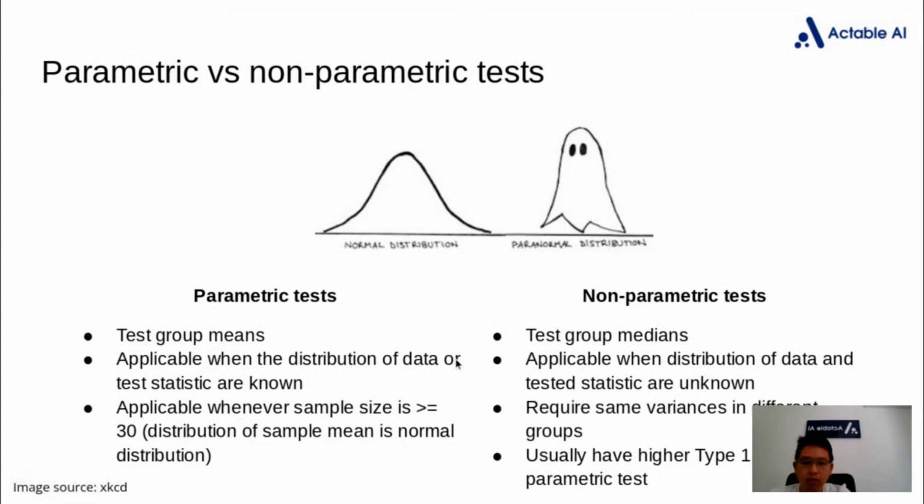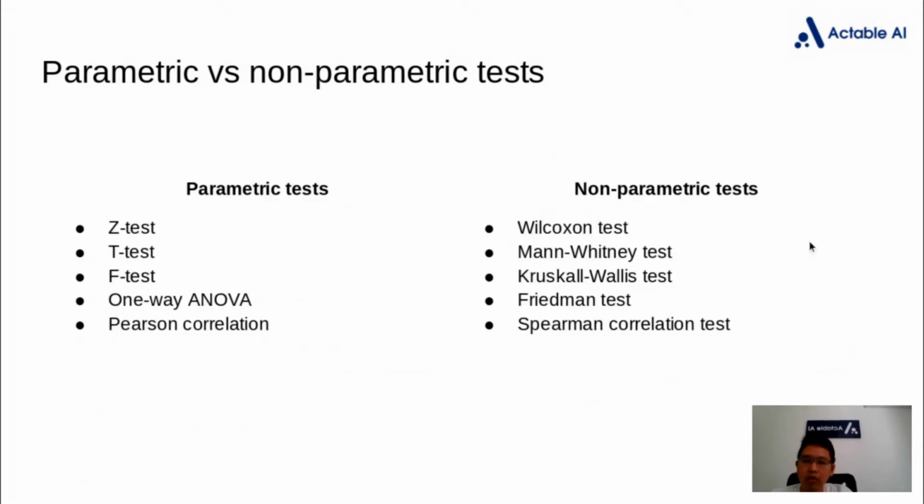So, the difference between parametric tests and non-parametric tests. Here are some examples of different parametric tests and non-parametric tests. We have a few tests here, like the T-test, F-test, one-way or two-way ANOVA, and Pearson correlation test, which are parametric tests. And the Wilcoxon test, Mann-Whitney test, Chi-square test, and Spearman correlation test are non-parametric tests.